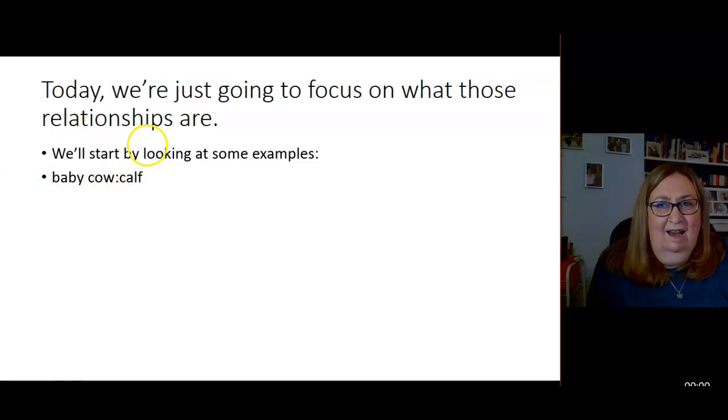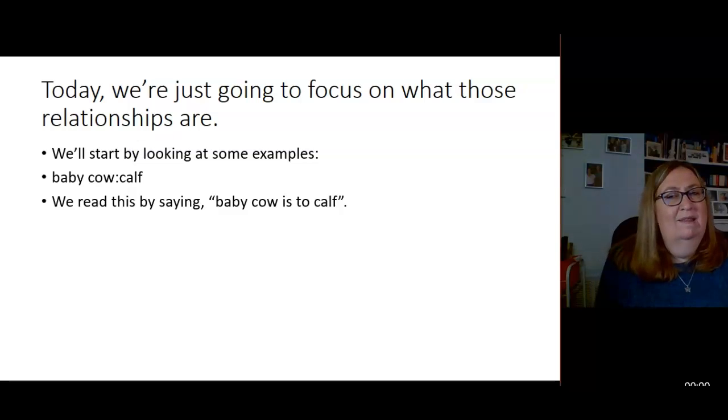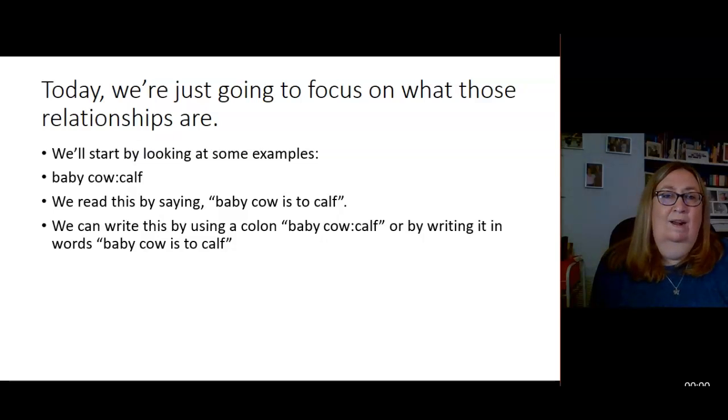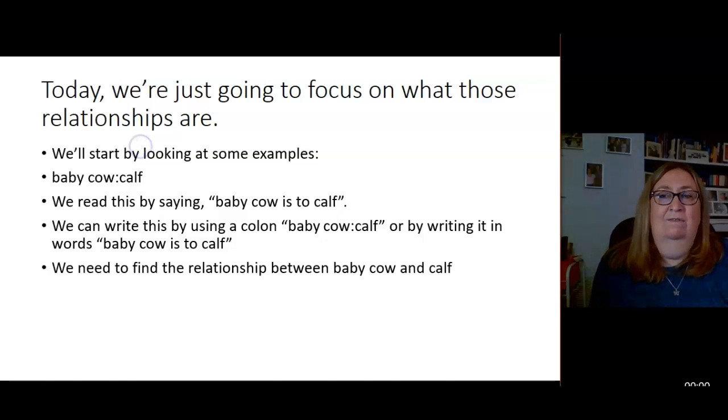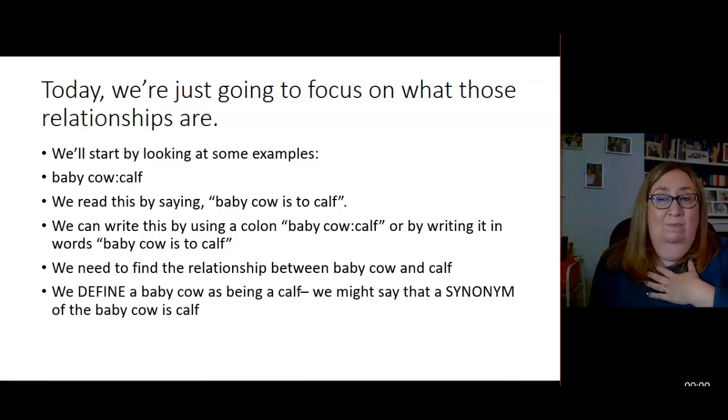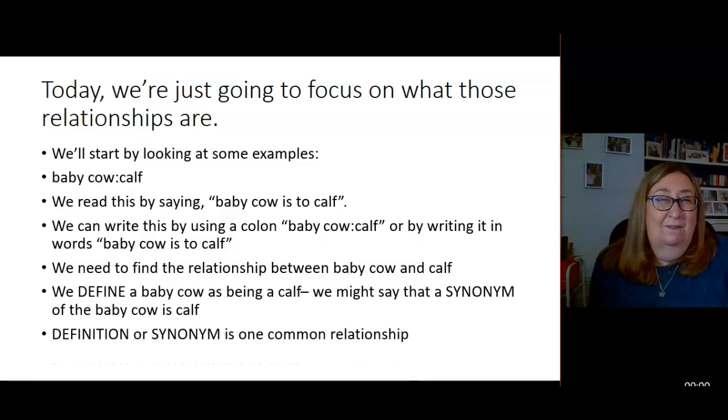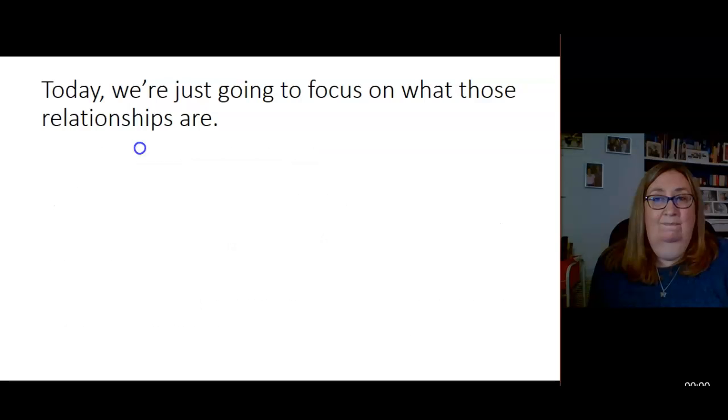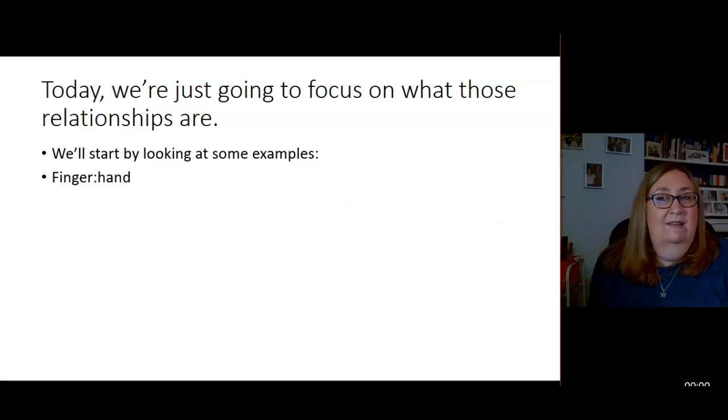We have the words baby cow and calf. So we read this by saying baby cow is to calf. I can write it with the colon, or I can write it in words, baby cow is to calf. We need to find the relationship between the words baby cow and calf. Well, I know that we can define a baby cow as being a calf. A baby cow and a calf are the same things. So we might say that a synonym of baby cow is calf. A definition or a synonym is one common relationship we see in analogies. Let's look at another example.